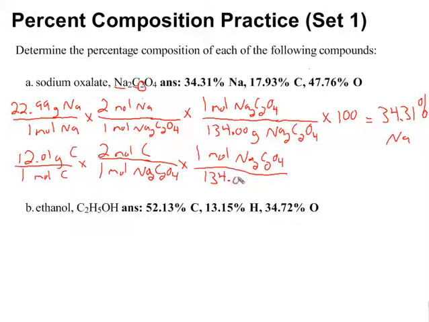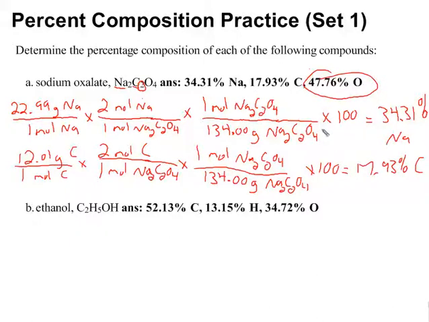1 mole is 134.00 grams of Na2C2O4, times 100 to give us a percent, and we end up getting 17.93% of carbon. When you do the third one, you'll see that it is 47.76, and when you add all 3 of those together, you're going to get very, very close to 100. You might not get exactly 100 because of rounding in different periodic tables and so on.